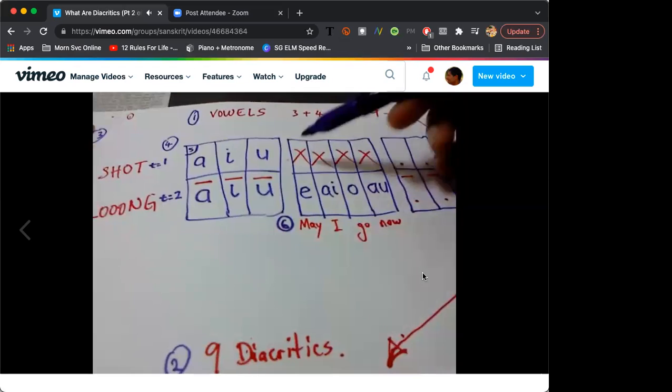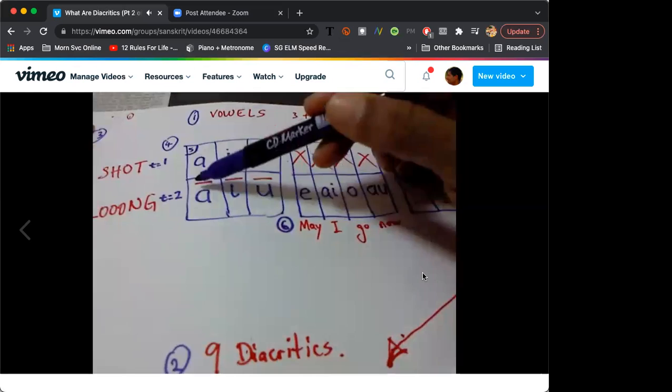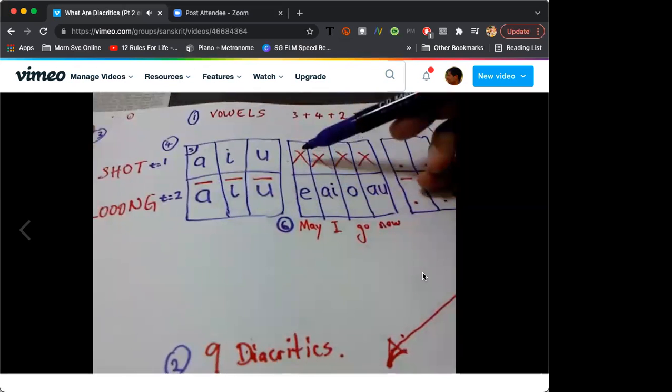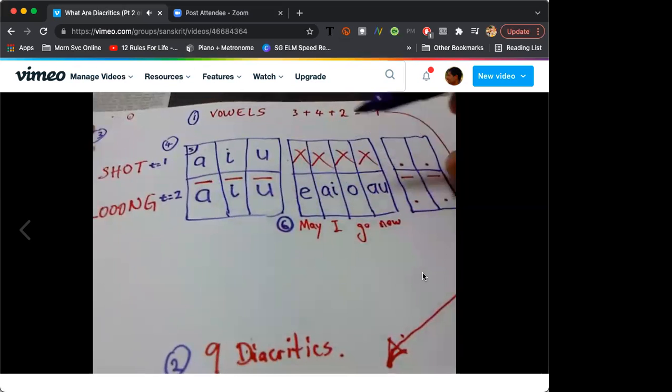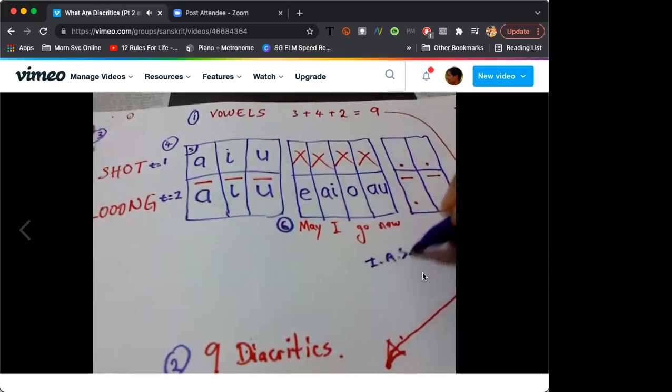That's why, like here, they added a line on top to distinguish between the short and the long. For A, since there was no short version being used in Sanskrit at the time when they created this system, which is called IAST, International Alphabet for Sanskrit Transliteration. You can look it up on Wikipedia.